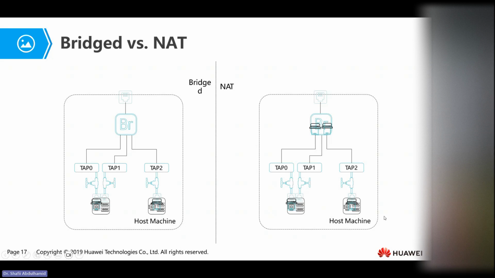But in the case of a NAT, instead of having a bridge here, you can have another machine that will receive this information. This is actually also a virtual machine, and it will translate the address before sending it out through the physical machine. So this is the main difference. Here we have another machine that has to do the translation of addresses before sending it out to the physical machine.